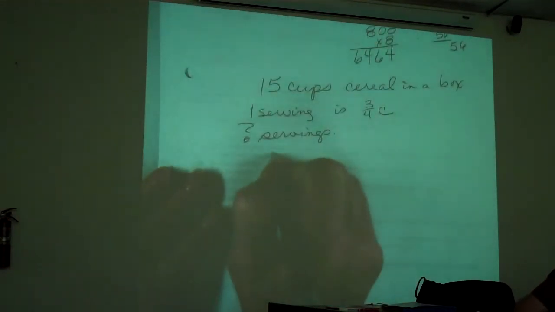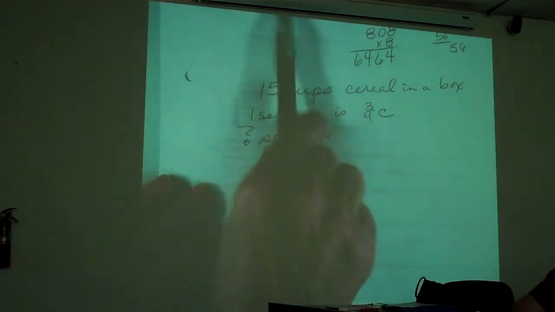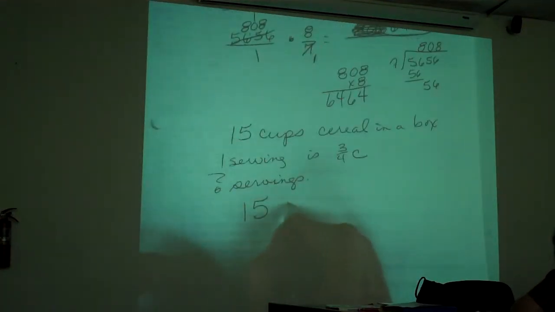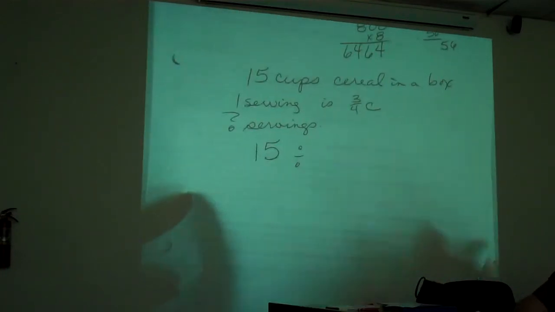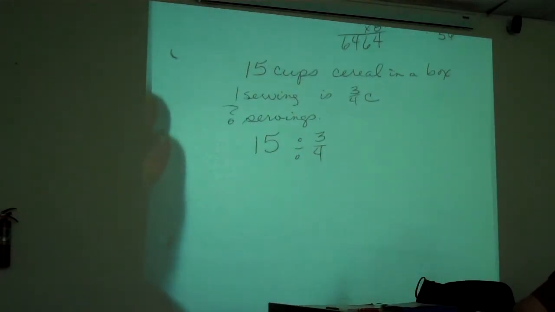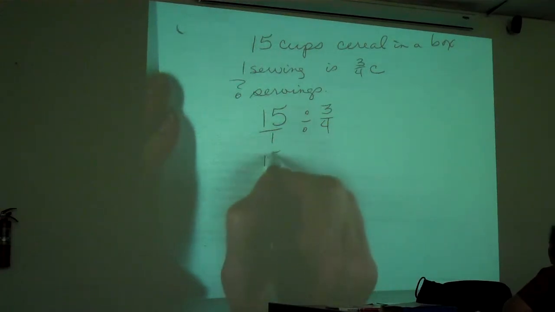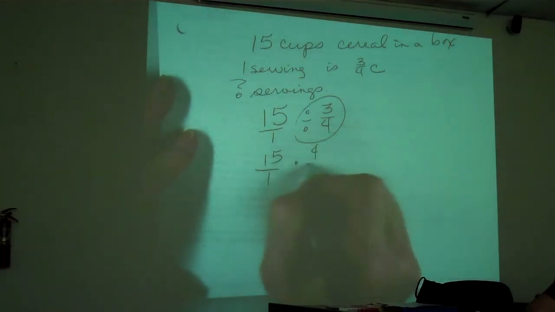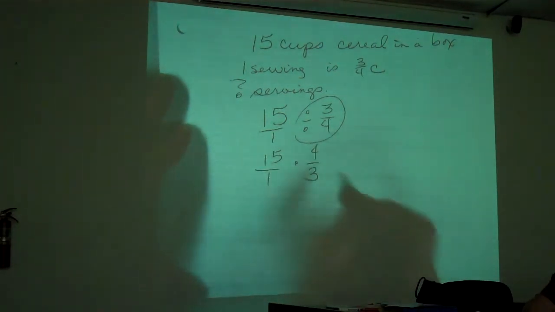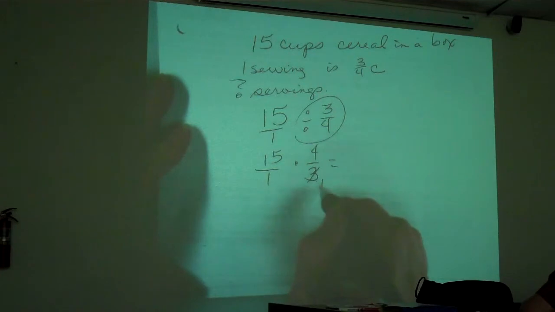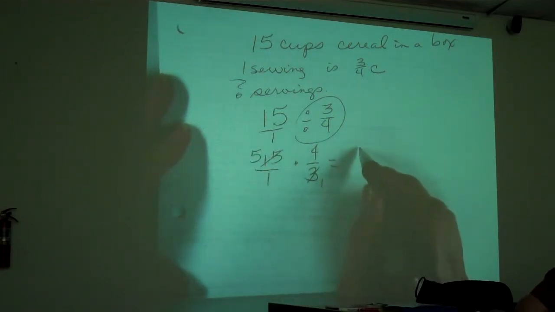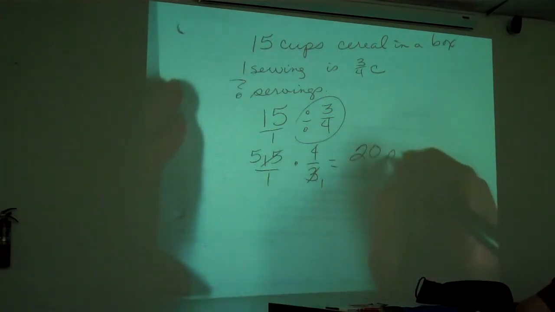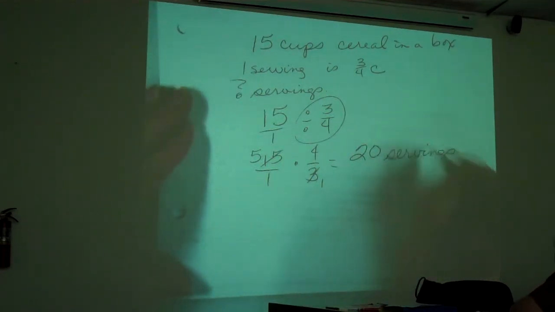So how much you have total goes first, just like it did with the rice. Divide it by how much a serving is. Divide it by 3/4. So it's going to be 20. 15 over 1, multiplying it by 4/3, right? You divide first, and 3 will reduce. 20 over 1, which is just 20. You get 20 servings out of it.